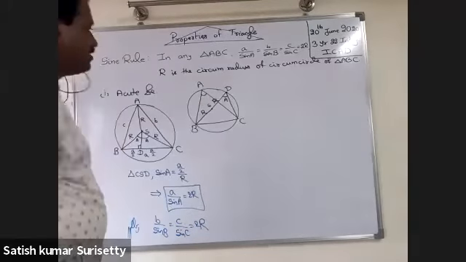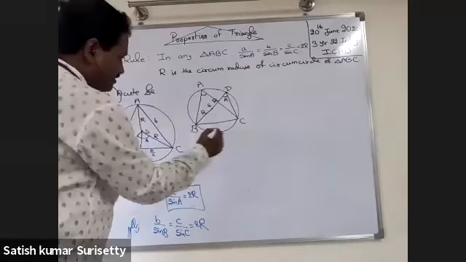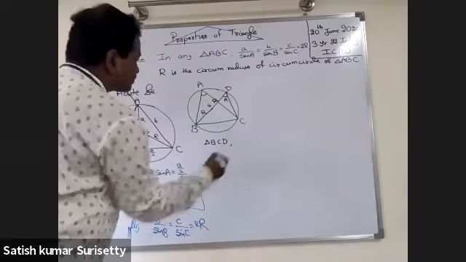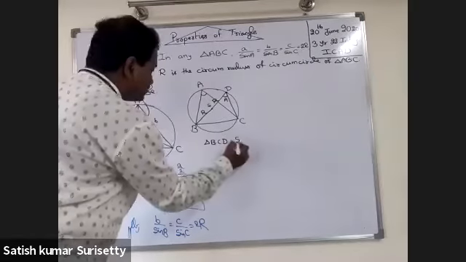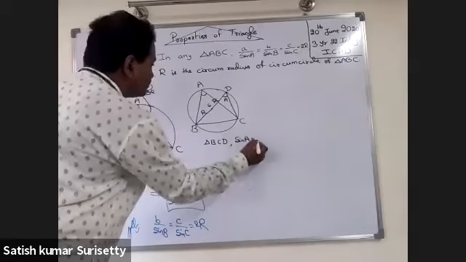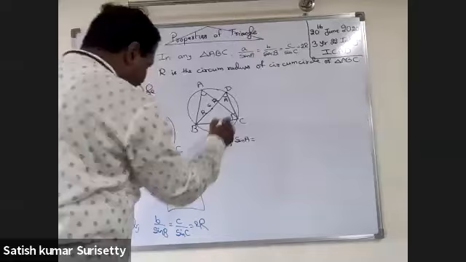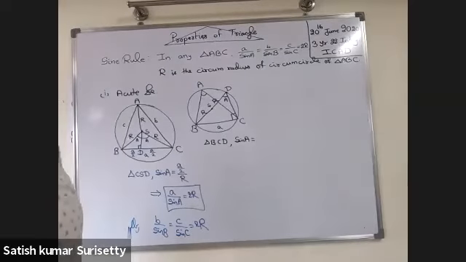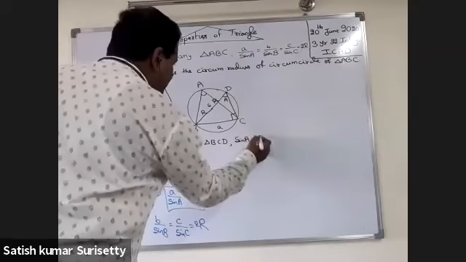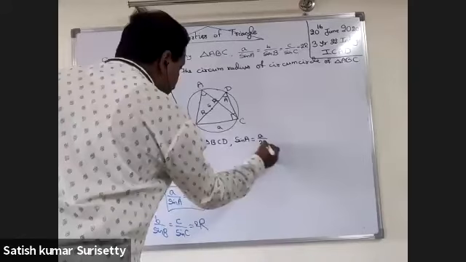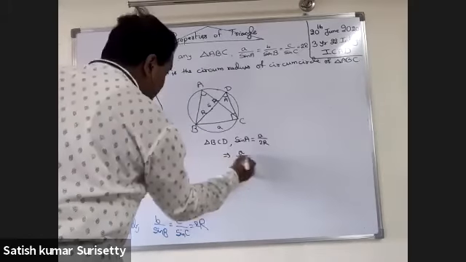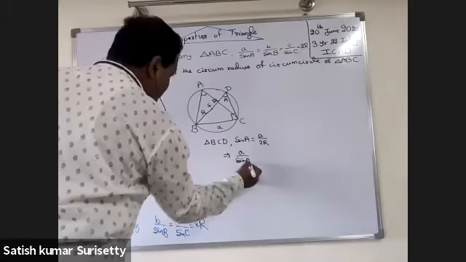Now in this triangle BCD, sin A equal to... angle BCD will be 90 only. So a upon 2R, which implies a by sin A equal to 2R.